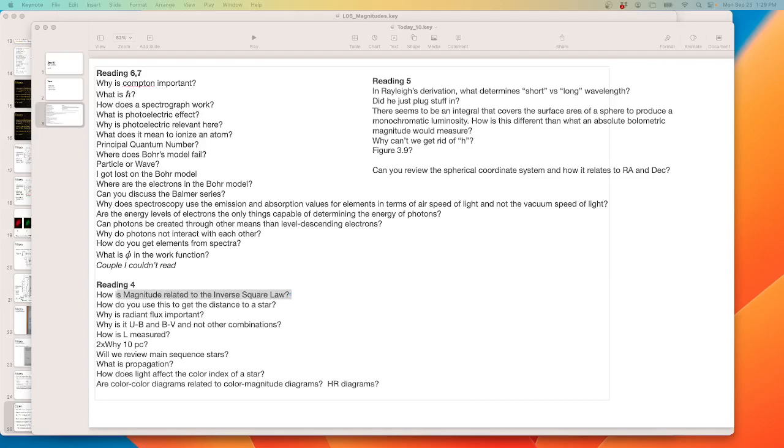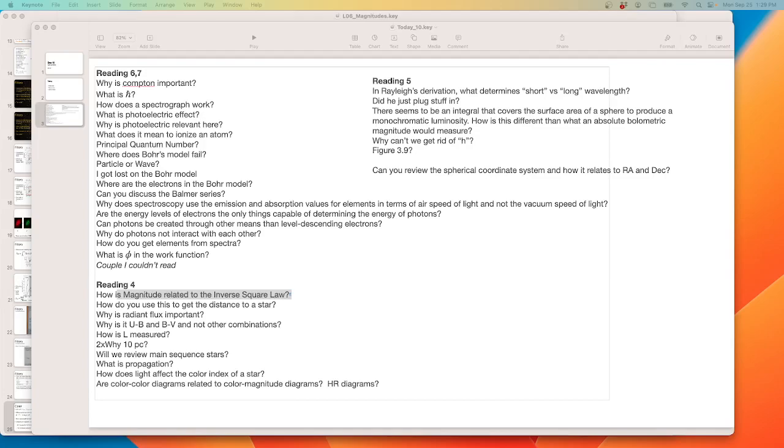But that's why. And the combinations are always such that a lower number is more blue. They're always in that direction. So a lower number has more contributions from short wavelengths. All of the colors are defined that way.